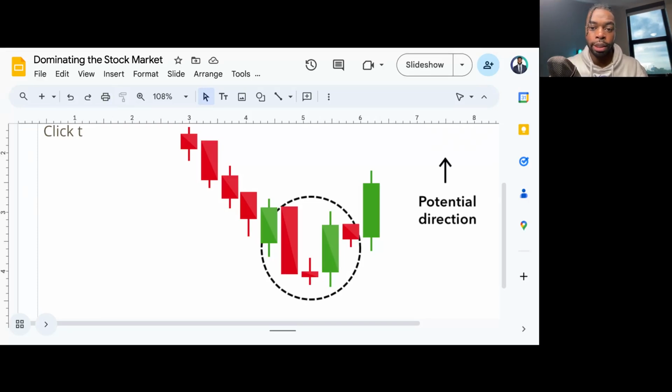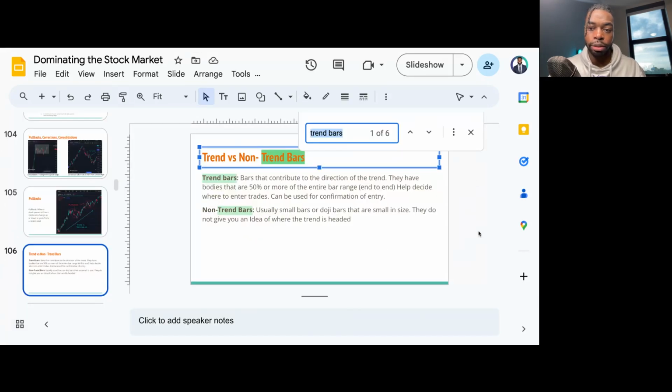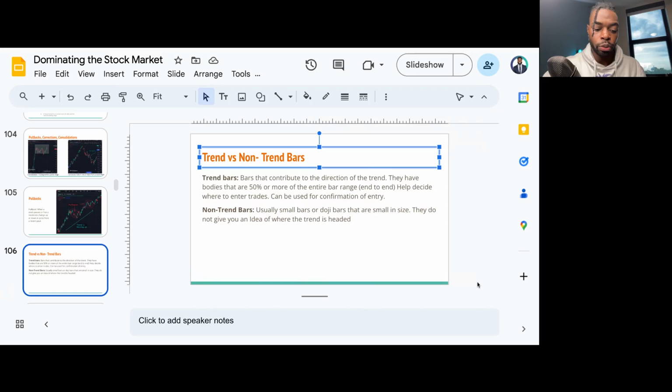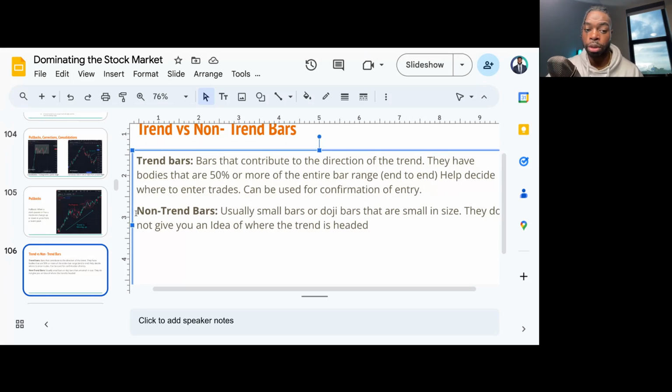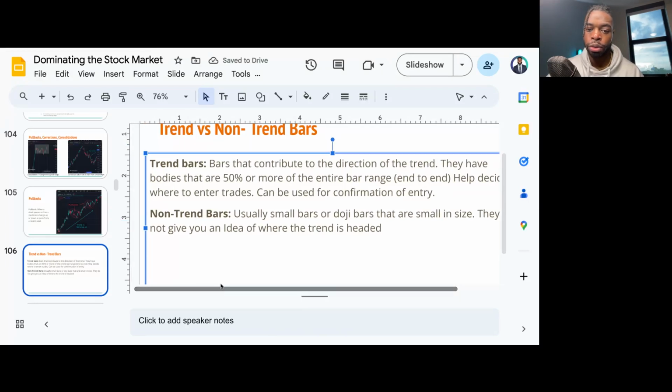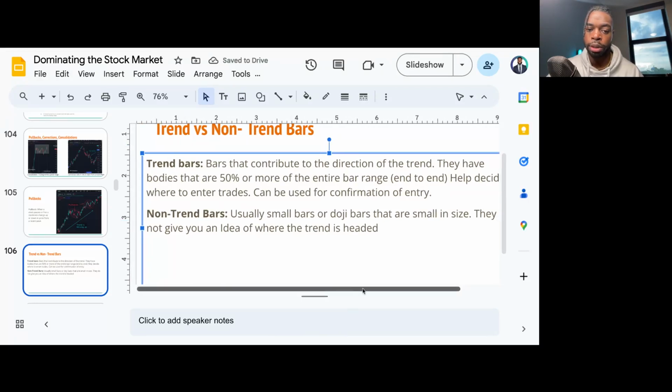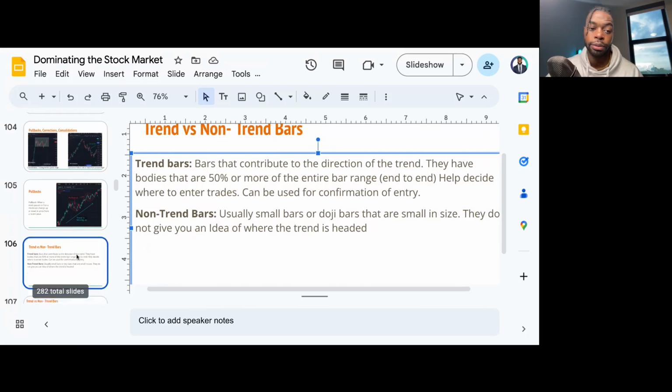I wanted to show that real quick. I'm going to share this tab here. So what is a trend bar? A trend bar is a bar that contributes to the direction of the trend. They typically have pretty big bodies, and the bodies are 50% or more of the entire bar range, and it helps you to decide where to enter a trade, and it could be used for confirmation of entry. Now, non-trend bars are small bars. They usually are dojis or really small, and they don't give you any idea of where the trend is going.